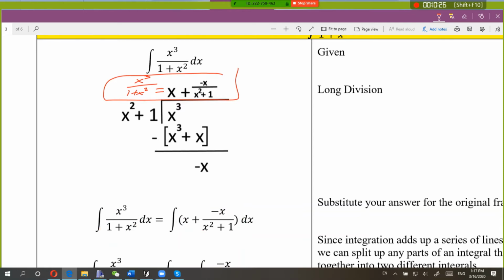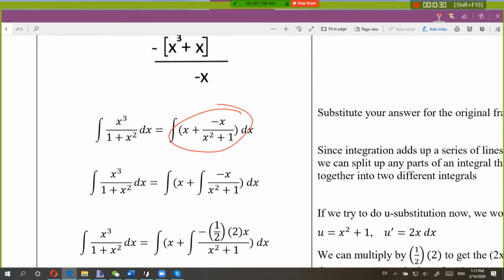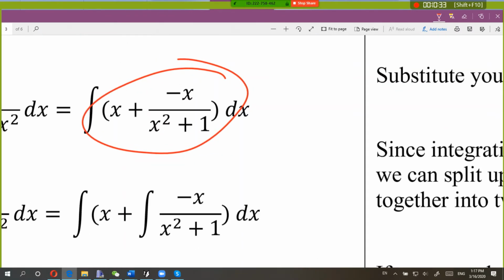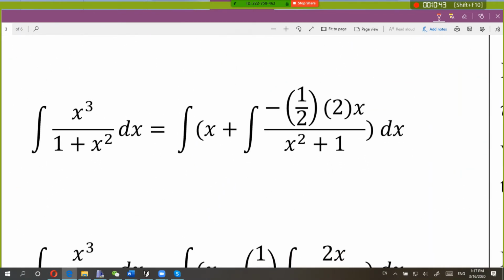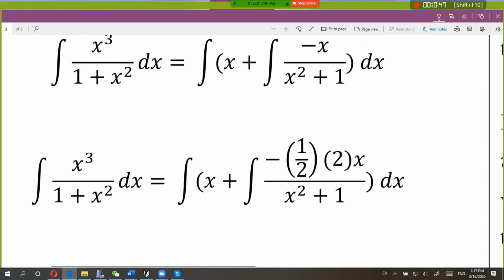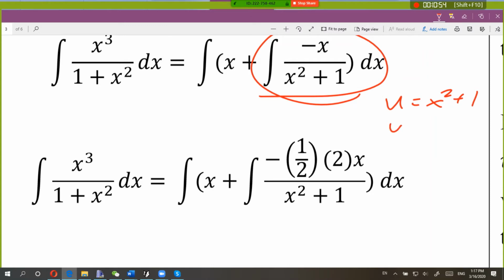Okay, so because integration is repeated addition, I can split this integral up into two separate integrals. I'll have one integral for the integral of x and one integral for the integral of negative x over x squared plus 1. For this integral, if I say u is equal to x squared plus 1, then u prime would be equal to 2x dx, which I don't have on top. I've got a negative x dx. So I'm going to break this apart.